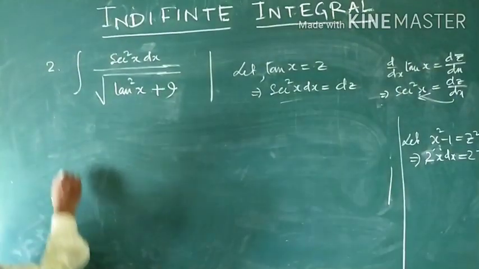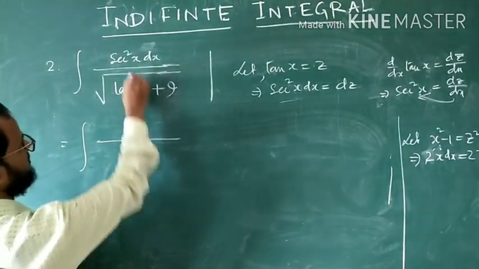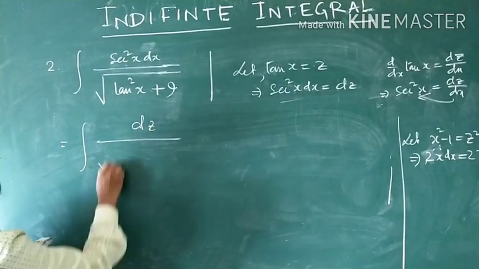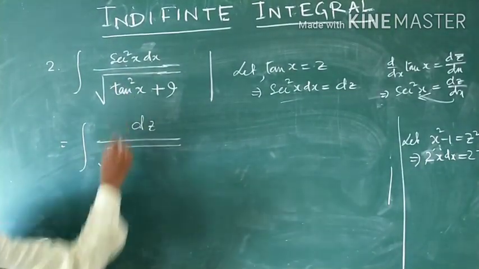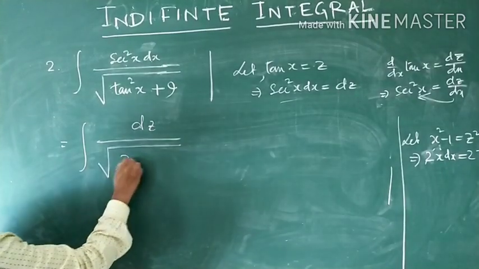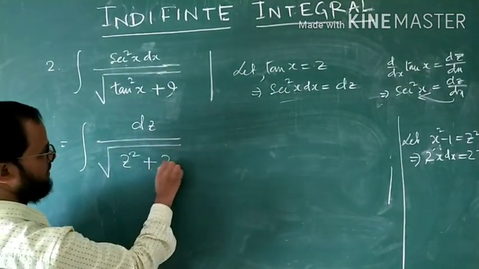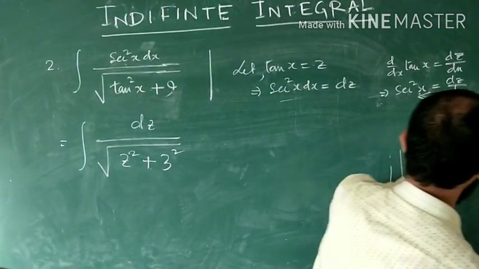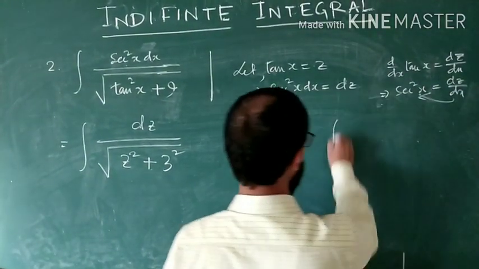अंडरस्टूड? सो फाइनली आपको क्या हो रहा है? sec स्क्वायर x dx क्या हो रहा है? dz हो रहा है कि नहीं? तो आप इसको क्या लिख सकते हो? tan स्क्वायर x को क्या लिख सकते हो? z स्क्वायर लिख सकते हो. और 9 को आप क्या लिख सकते हो? 3 स्क्वायर लिख सकते हो. And this is a standard integral. Your standard integral, what is the integral?